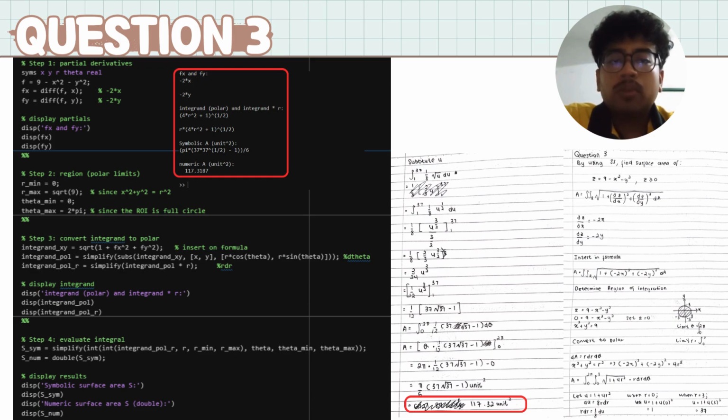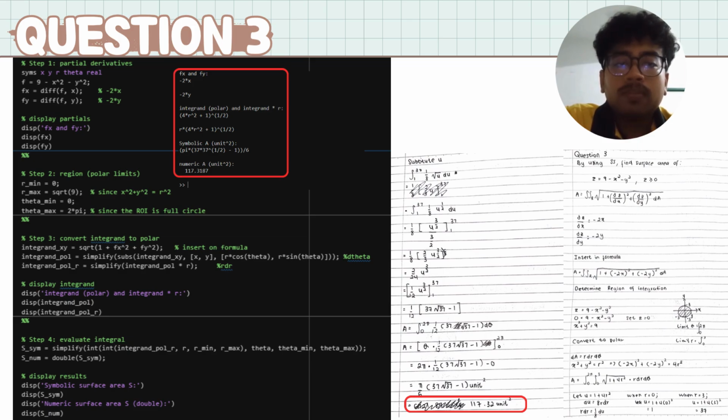I divide the code into 4 clear segments so it is easier to follow and the result matches my manual calculation. For segment 1, I do partial derivatives. In the first segment, I define the function f(x,y), then I calculate its partial derivatives with respect to x and y. These derivatives are important because the surface area formula involves those derivatives.